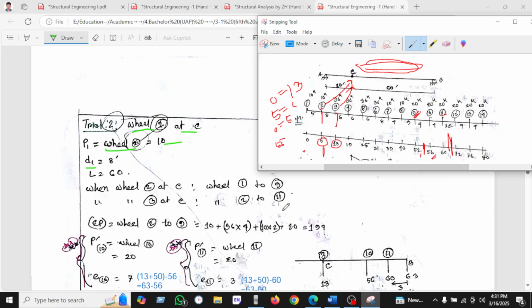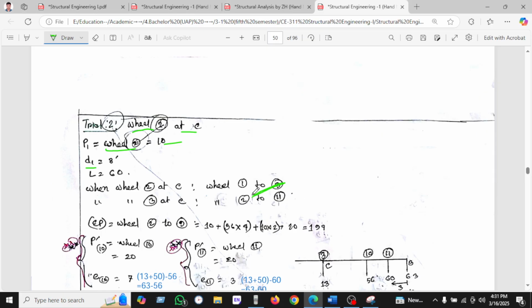Okay, so let's see. The summation of P will be, as I have already said, wheel 2 to 9. You can always take it in cross, wheel 2 to 9, and the summation of P will be wheel 2 to 9, and all the load will be calculated as 195 kip.